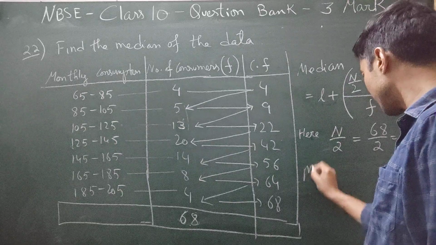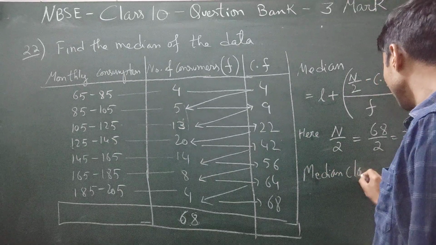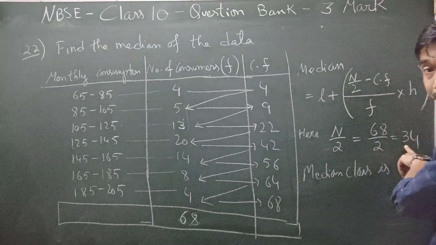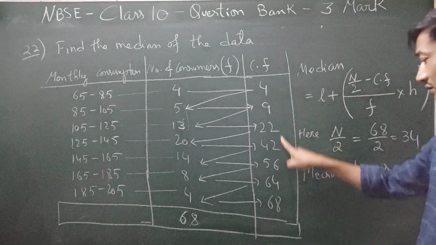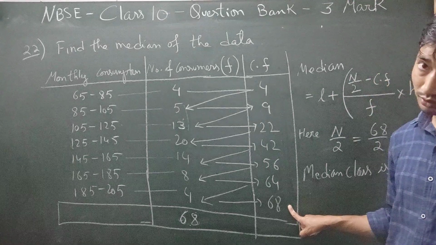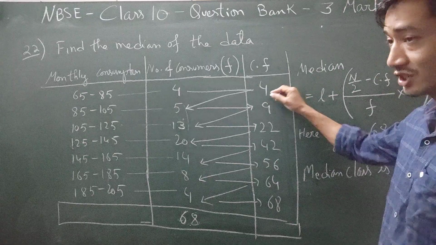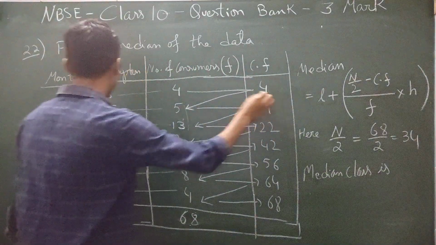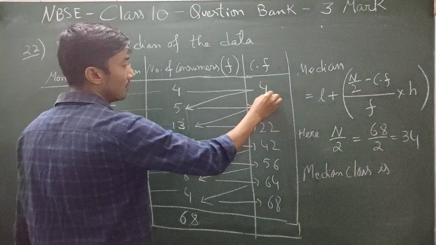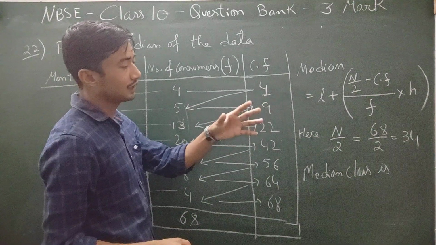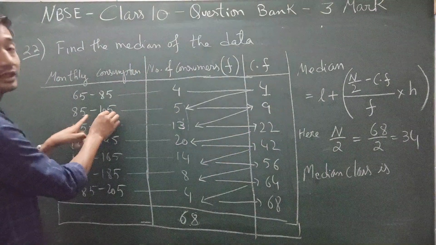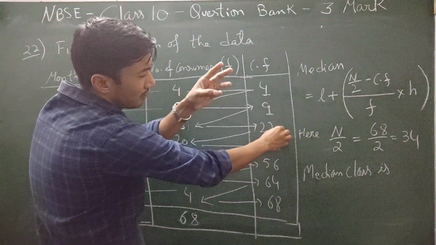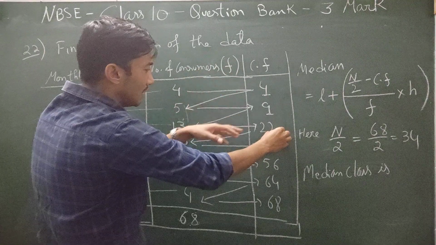Now, median class, we have to get the median class. From the cumulative frequency distribution table, we need to see where 34 is. Where is 34 here? Nowhere. Look closely. Cumulative frequency means up to. You see 4, that means up to 4, 65 to 85 is up to 4. That means from 4 to 9, the values 4, 5, 6, 7, 8, 9 are in this interval, 85 to 105. Similarly, from 9 to 22, the values 9, 10, 11, 12, up to 22, are all in this interval.